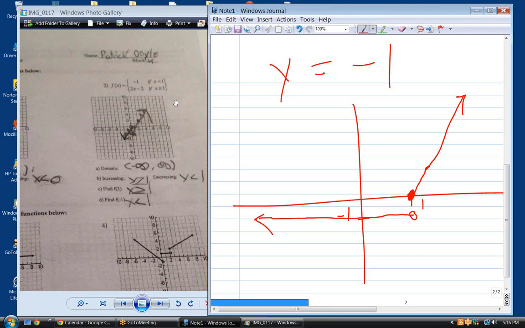Plug in 3 for x. Into the bottom one? I can get 4. Okay. That's what f of 3 is, 4.